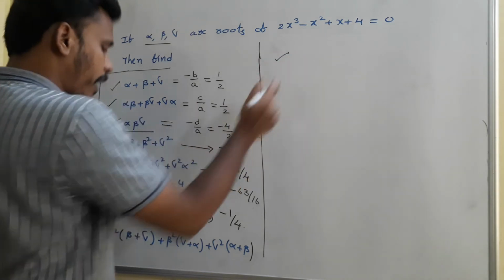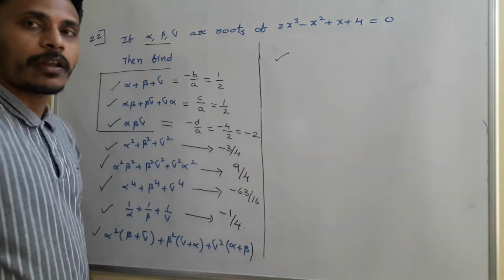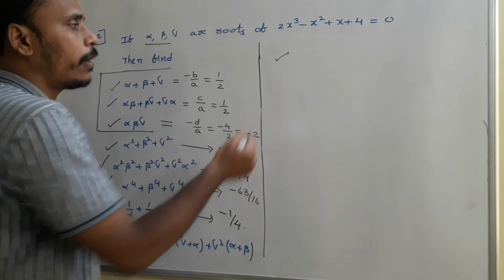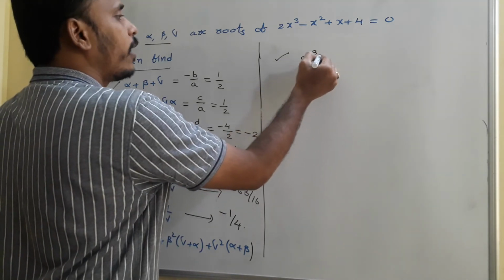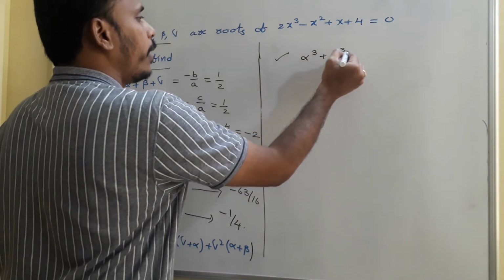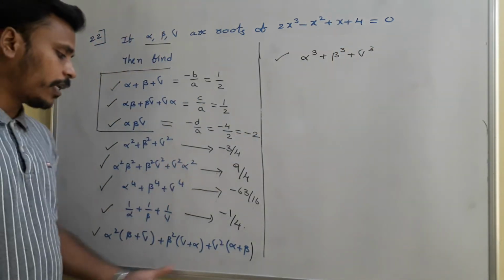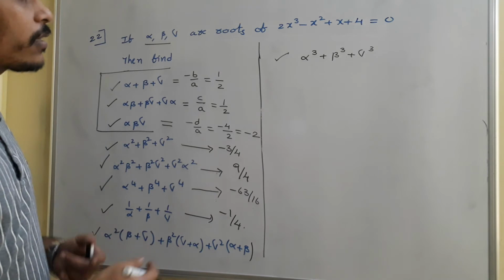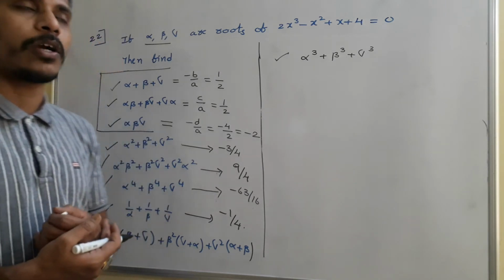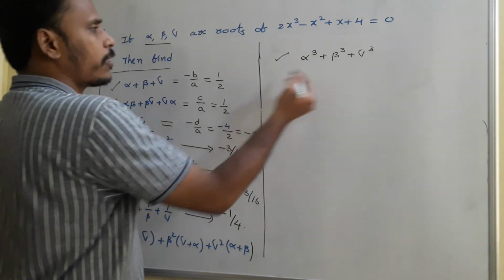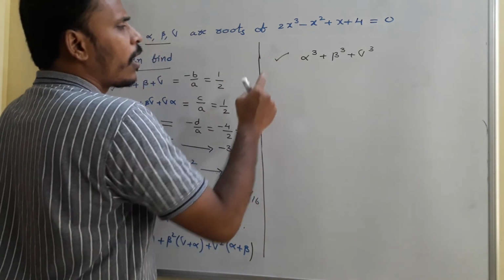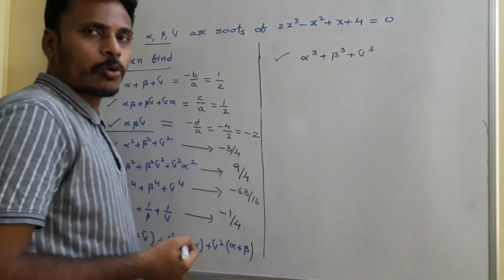Actually my task is to find this particular value, which is in terms of alpha beta gamma. First of all I am trying to find alpha cube plus beta cube plus gamma cube. I will use that in finding this. So how to find that alpha cube plus beta cube plus gamma cube? We have a logic. What is that? Alpha cube plus beta cube plus gamma cube we need.